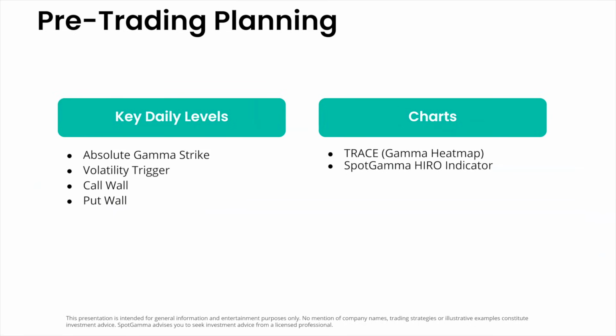For pre-trade planning, I look at the following data. I look at the SpotGamma key daily levels and how they change from day to day. I also look at trace heat maps. I start with gamma around the open to see how market makers are positioned. Finally, I look at the HIRO indicator. Before moving on to the case study, let's briefly look at some background information and explanations of these levels and charts used in the case study.